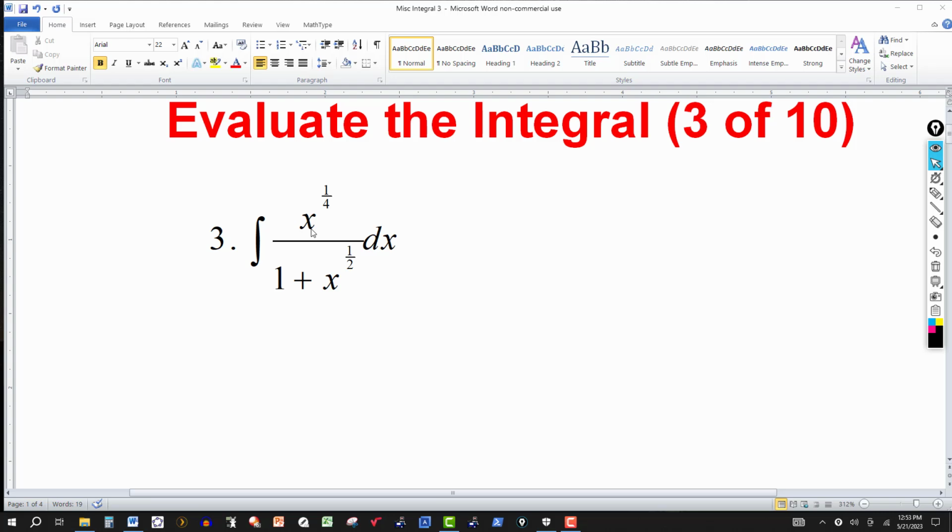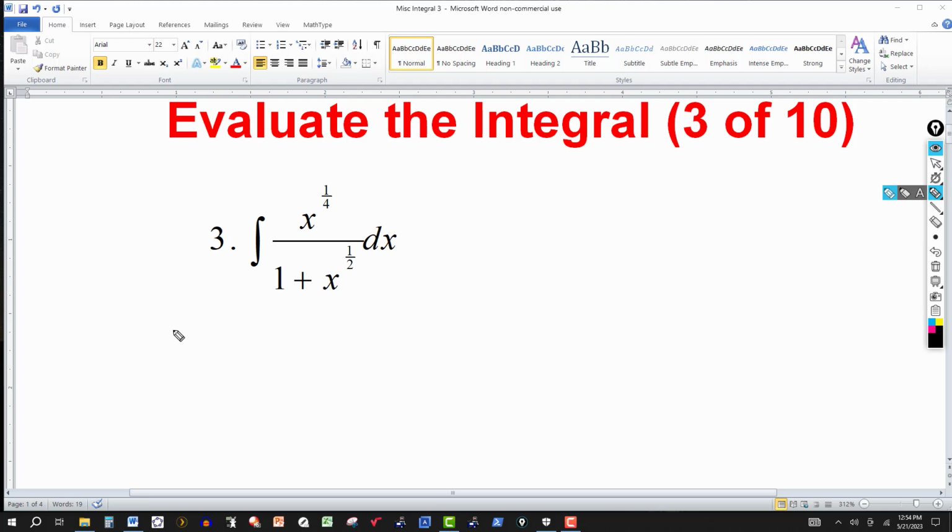Okay, in the numerator we have x to the 1/4 power, same thing as the 4th root of x. In the denominator we have x to the 1/2, or the square root of x. Normally when you have a radical, we use a u substitution and we pick u to be the radical. But in this case we have a 4th root and a square root.